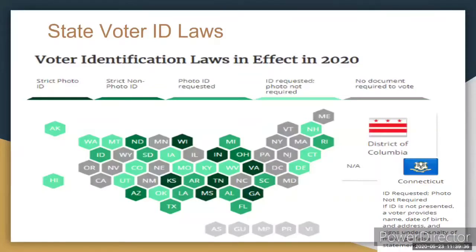State voter ID laws. So this is a map basically illustrating the strictness of voter ID laws in the state. I'm sorry, in the country. From darkest green to gray, with the strictest being the darkest end and gray being the least strict. Two-thirds of the states require you to show some form of identification in the United States before you're allowed to vote.